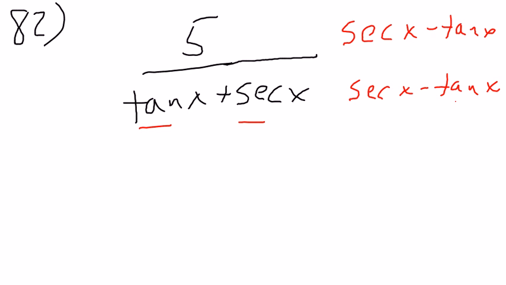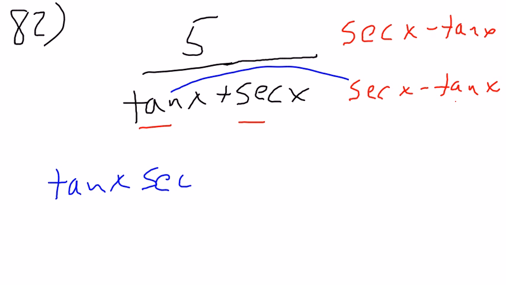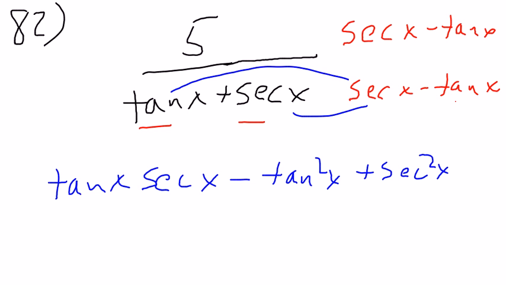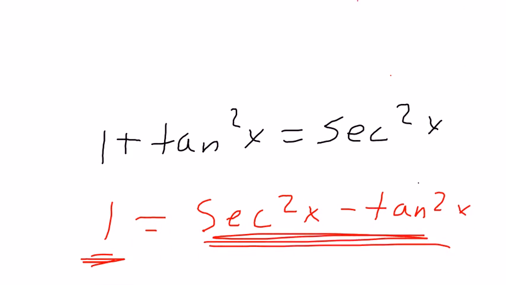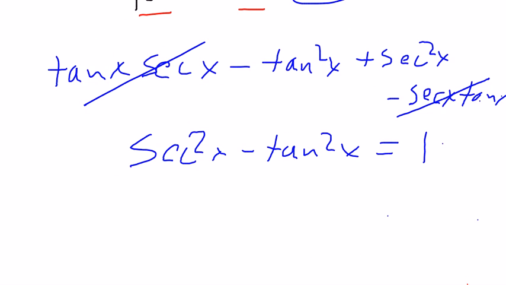Okay, and actually we can rainbow out the bottom. If maybe you don't see that right now, let's just rainbow it out and see if you can see it then. So first, tangent secant, outer minus tangent squared, inner plus secant squared, and then last, minus secant tangent. Okay, well, this and this cancel, and I'm left with secant squared minus tangent squared, which we just found below to be 1. Okay, right here. Secant squared minus tangent squared is 1.